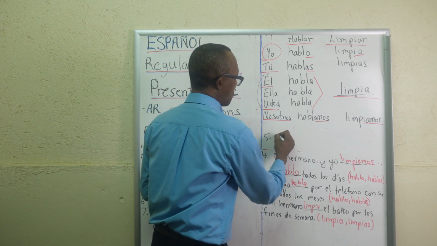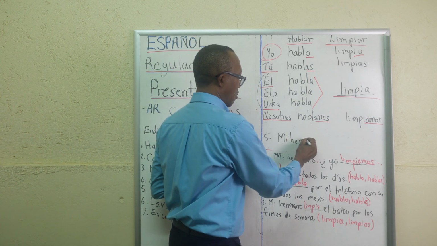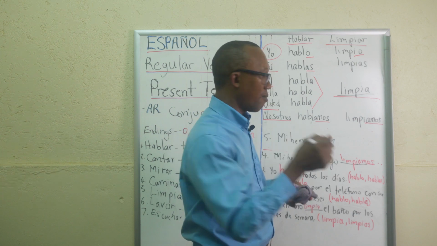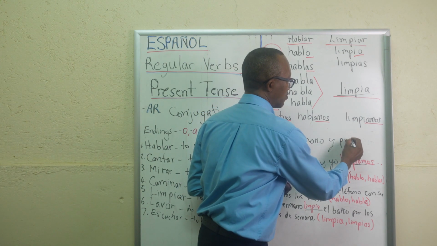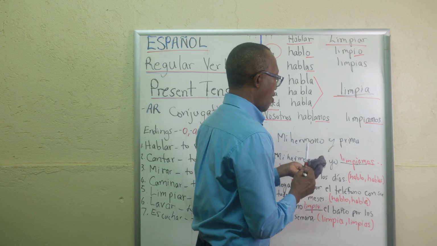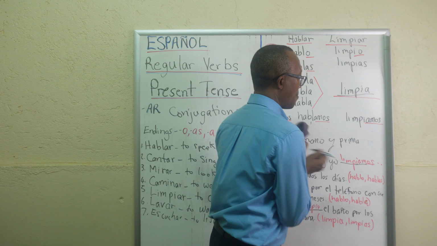See? So mi hermano, you already know what is brother. Mi hermano, because we have it there. Mi hermano y, and cousin is primo. Muy bien. And we could say prima too. Female, prima. So mi hermano y prima. What do you think we're going to have? Is it going to be limpiamos or limpian?